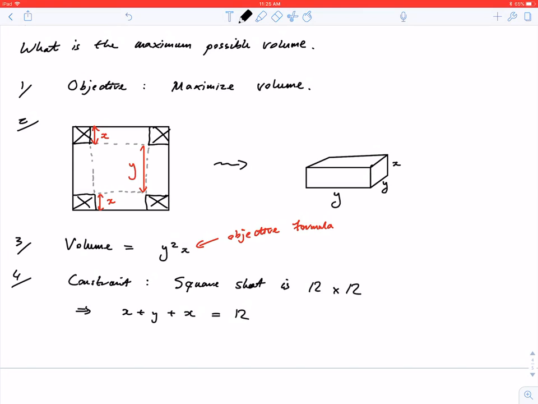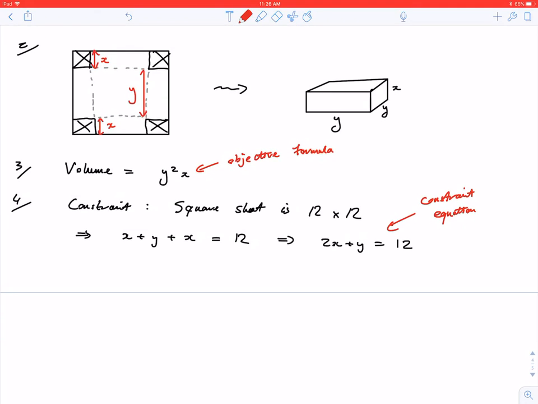So this is one of the harder parts of it, I think. This implies, well, I can tidy this up a bit: 2x plus y is equal to 12. Very nice. Okay, so at this point, we're kind of cooking. We've got my constraint equation, and we've also got the objective formula. So I just need to solve the constraint in one unknown and feed it into the objective.